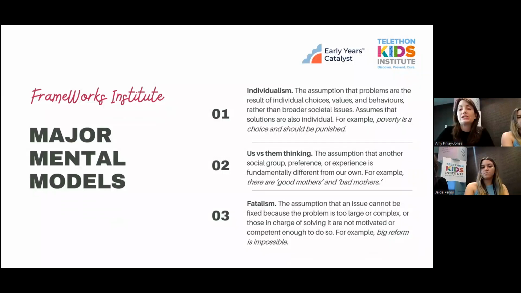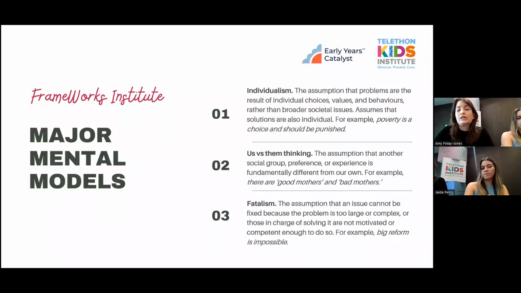And this is really the assumption that issues or problems can be characterised as being the result of individual choices, values and behaviours, rather than stemming from broader societal issues. And an extension of this thinking is that the solutions to those problems are also individual level solutions. So an example of that is the idea that poverty is a choice and therefore should be punished or penalised in some way, or that people need to work harder, do more, try better in order to get their way out of it.